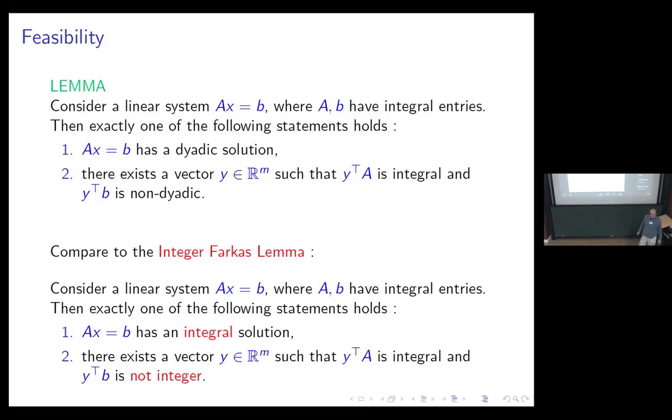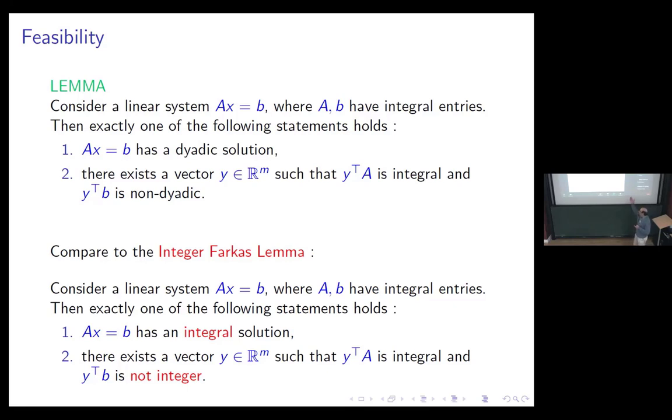Yeah, there's a question. Just to check, you don't necessarily need A and B to have integer entries for this to be true? Yeah, that's true. We could say rational. But it cannot be just general reals. You have to have some kind of assumption on the coefficients.